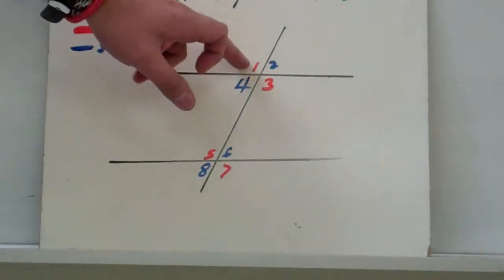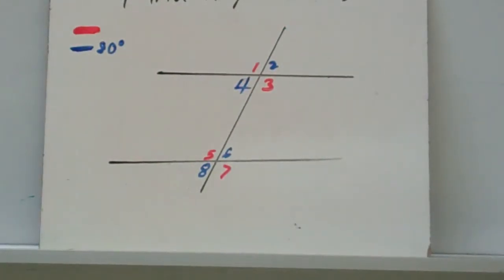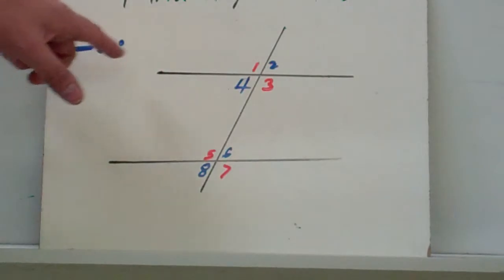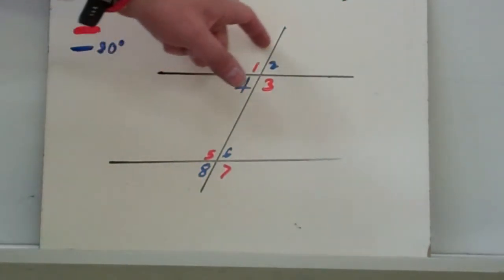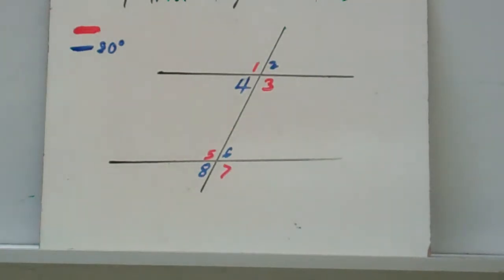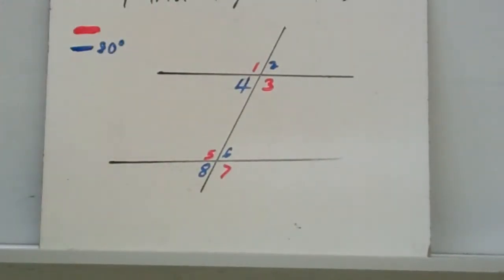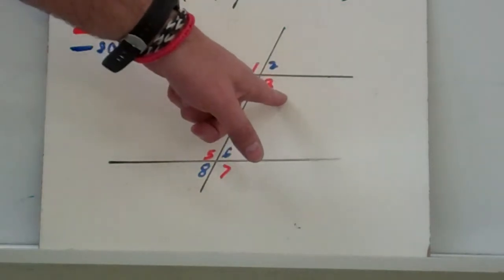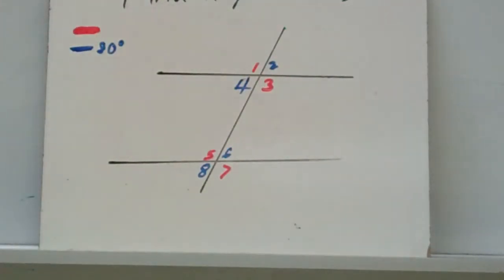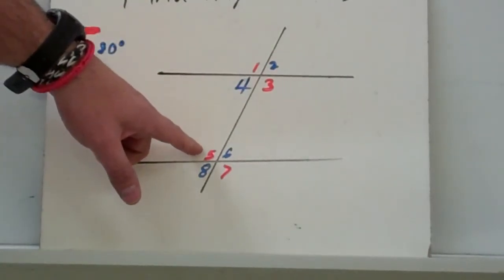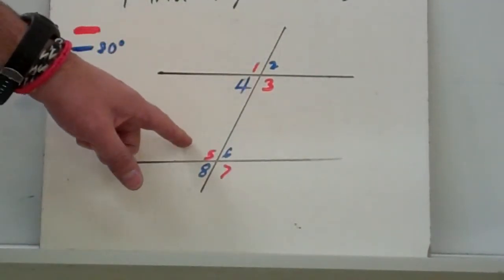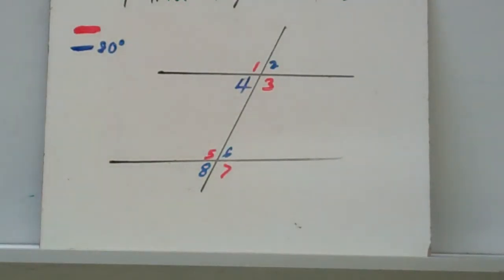If we wanted to find the measure of the red angles, we would find its supplement. So if the blue is 80, and we know that this entire line here, which encompasses, say, angles 1 and 2, needs to be 180 degrees, we would take 80 degrees away from 180 and be left with 100. So angle 1 would be 100 degrees. Angle 3 would be 100 degrees through vertical angles. If we come over and look down at angle 5, angle 5 would be 100 degrees, and then angle 7 would be 100 degrees as well through vertical angles.